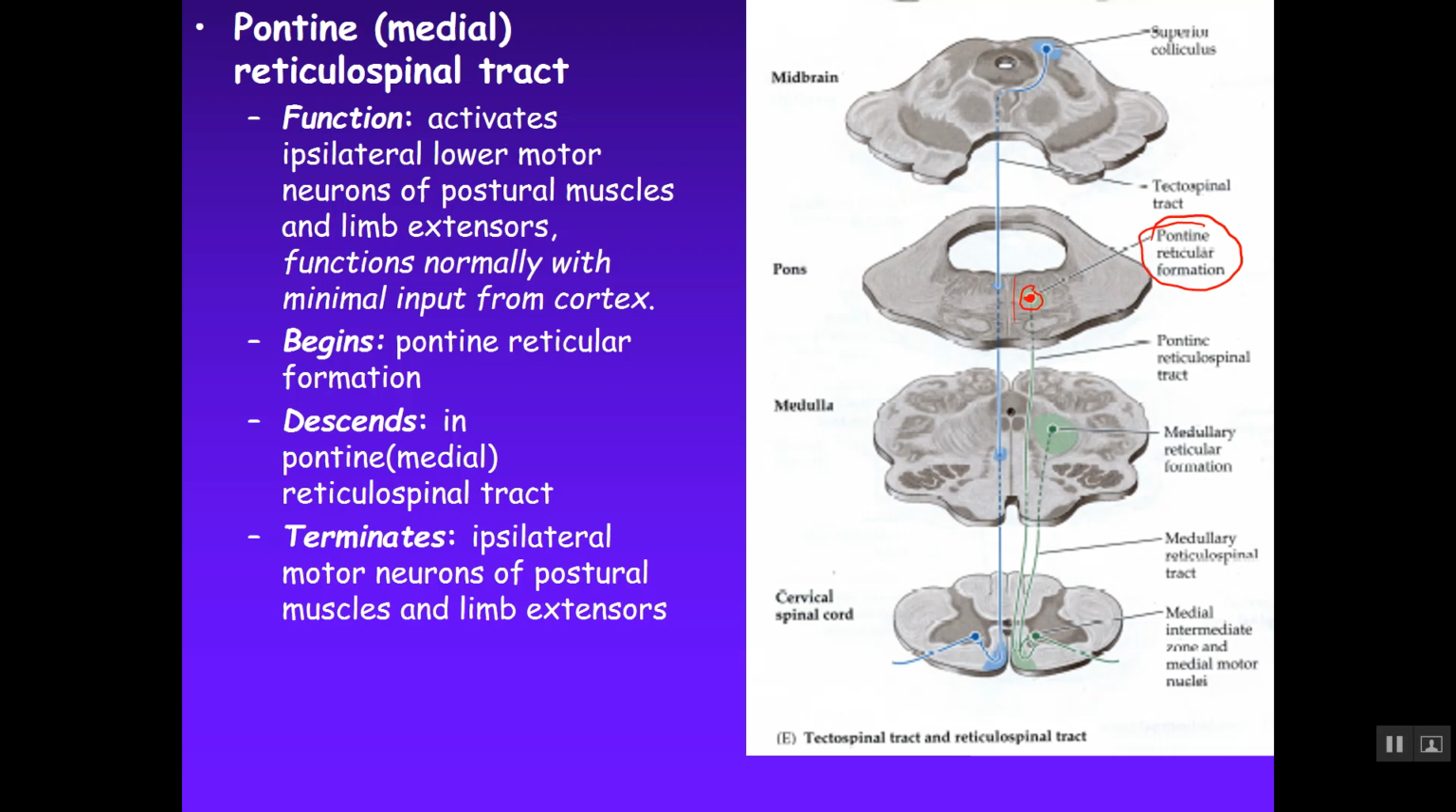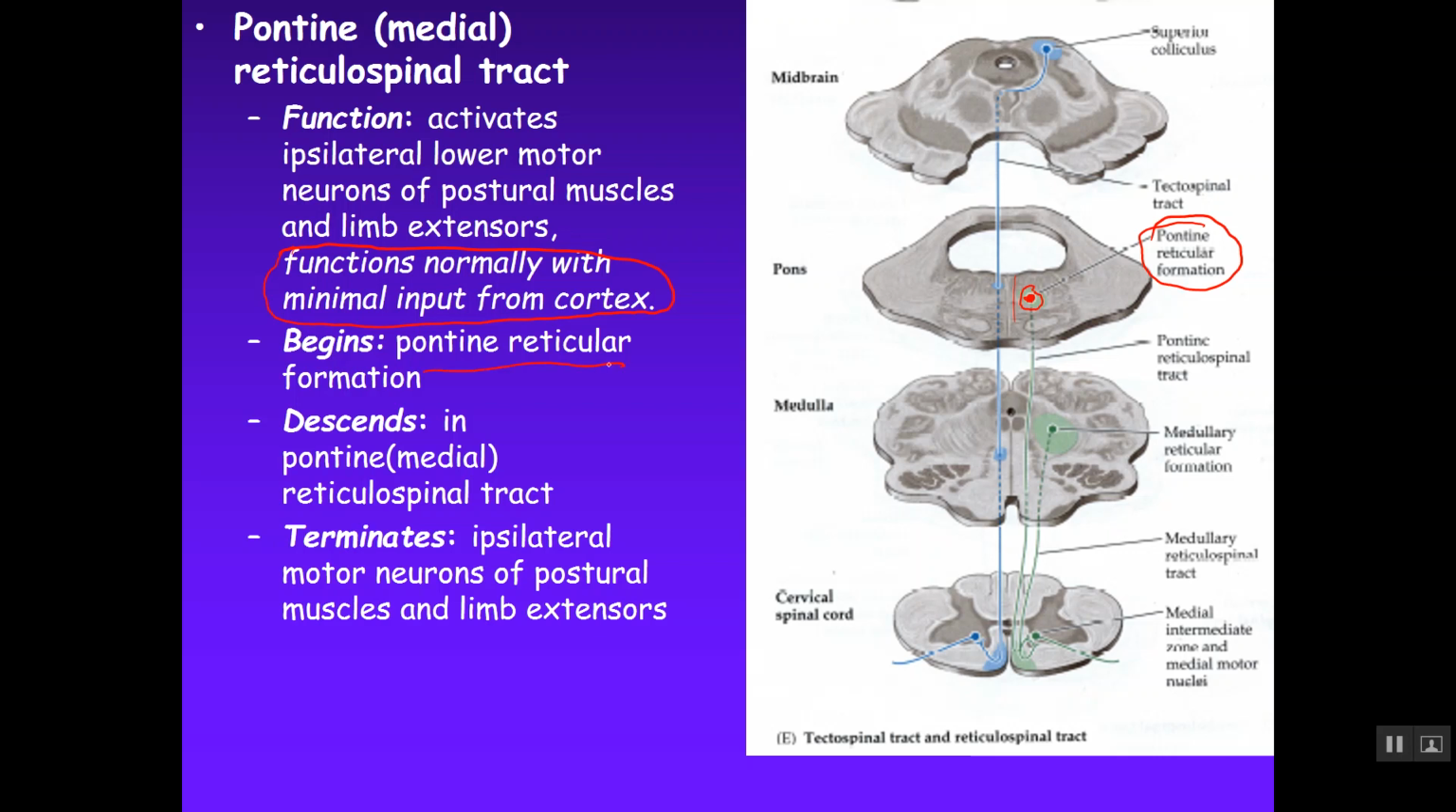What does it do? It activates ipsilateral lower motor neurons of postural muscles and limb extensors. It tends to facilitate limb extensors. It tends to function pretty normally even if there's no influence from the cortex. Some of the other pathways we've talked about have little collaterals from your cortex, from that corticospinal tract, that talk to these medial activating pathways to keep them appropriately active, or not too active to interfere with normal voluntary movement. This one works pretty well without any activity from the cortex. Some of the other ones, when you lose cortical influence from the top down, tend to go amok and interfere with movement. So this one tends to work pretty well even when you don't have cortical influence.